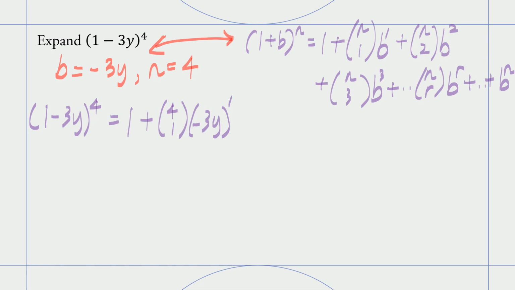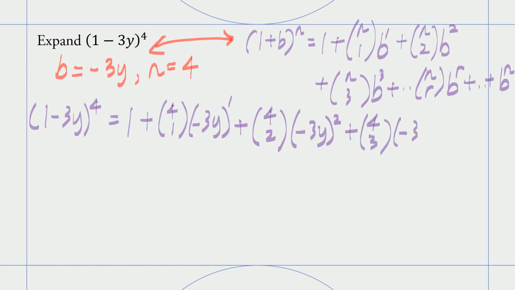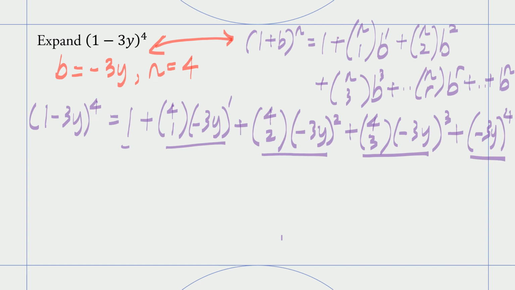Then followed by 4C2, negative 3y, close bracket, squared, followed by 4C3, negative 3y to the power of 3. Then the last term will be negative 3y to the power of 4. So you should have 5 terms there. So let's check. 1, 2, 3, 4, 5. Yeah, so there are 5 terms. Alright. So we can't leave the answer in this form. We have to simplify it.